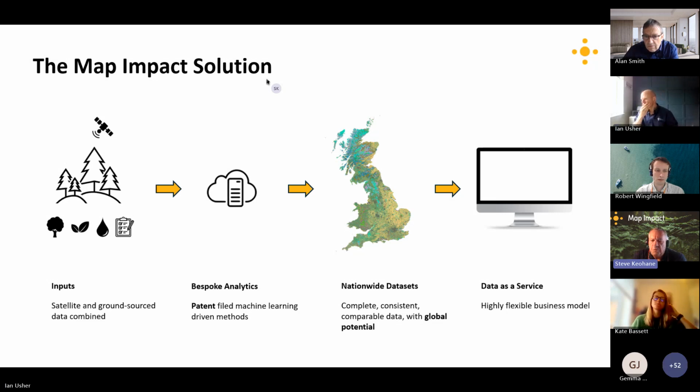We take inputs, so we use a lot of satellite imagery to get sufficiently granular resolution, and we combine that with what we call ground truthing. We put those two elements together, and we also apply a lot of bespoke analytics. We use a lot of AI combined with machine learning to come out with the optimum indices that we can infer logic from. We create nationwide data sets.